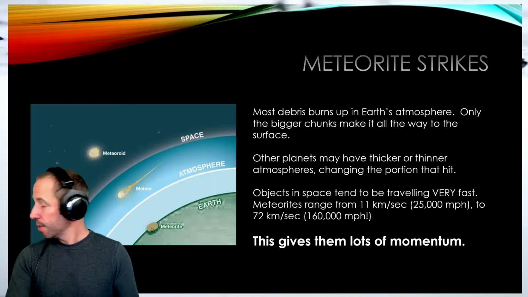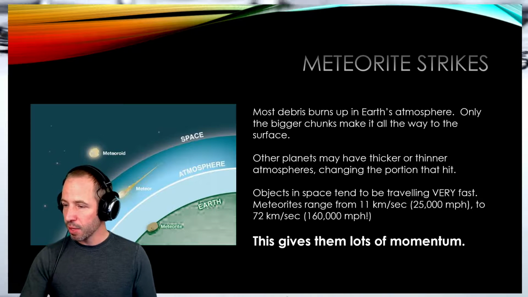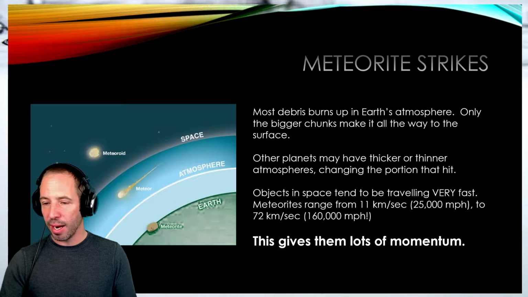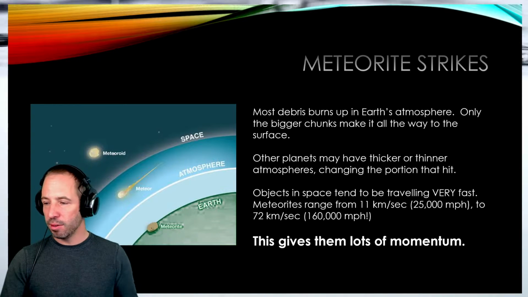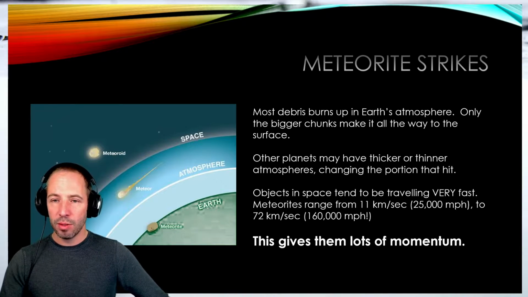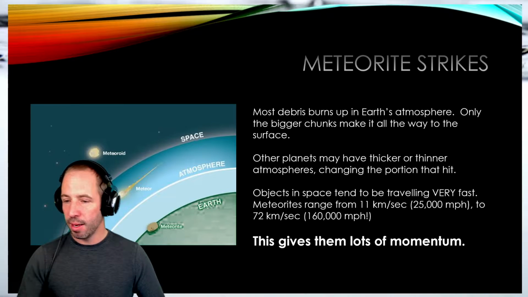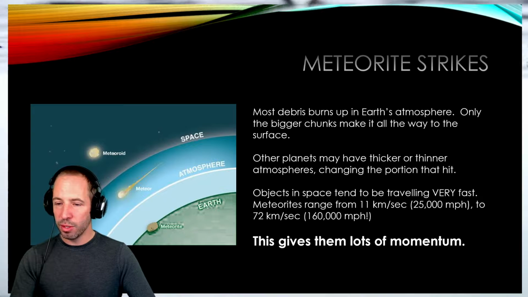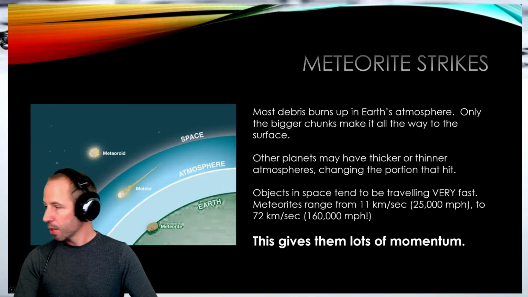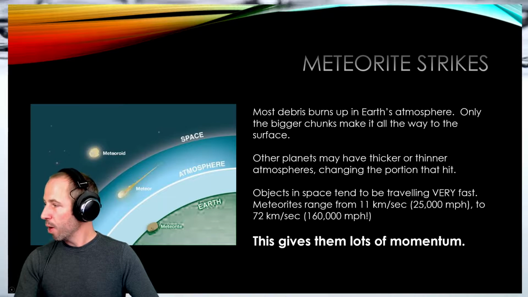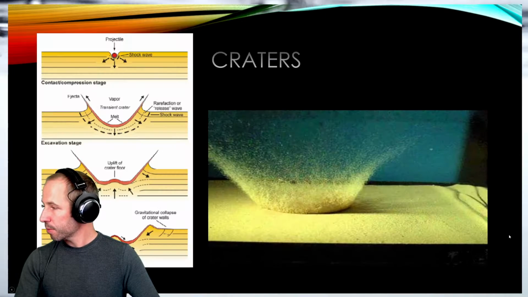Speeds on these things tend to be really, really fast. We're looking at 25,000 miles per hour up to 160,000 miles per hour. That is orders of magnitude faster than what we think of as fast. So even a very small meteor or meteorite tends to be able to hit the ground and annihilate things, or push its way through the atmosphere and burn itself up. So a couple of things to think about there are the speeds these things are going, and whether or not they make it to the ground.